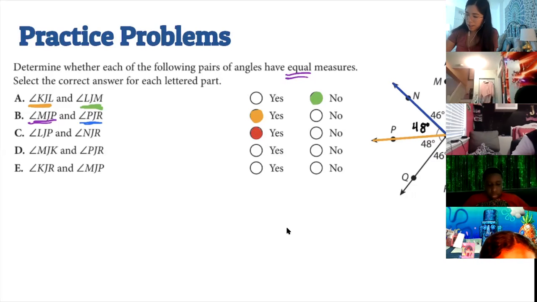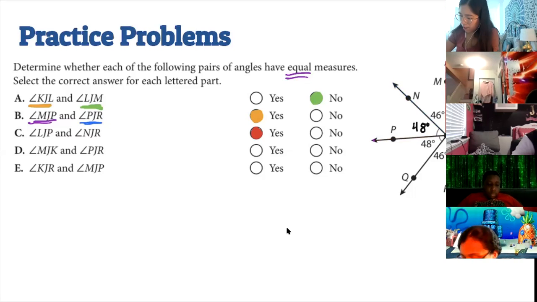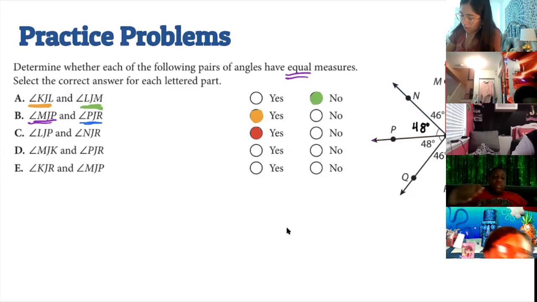Okay, moving right along, let's finish this out. We have NJK and PJR. So that's MJK, which we already know something about, right? That came up earlier. And then we have PJR.